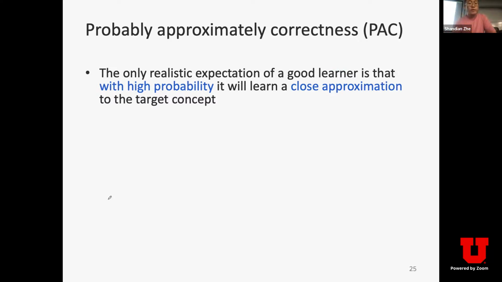So now we have defined a criterion, our requirement or expectation of what a good machine learning algorithm will be. Given that the training data is random and your data set is finite, we hope a good learner has a high probability to return a close approximation to the target function. So that's our expectation.